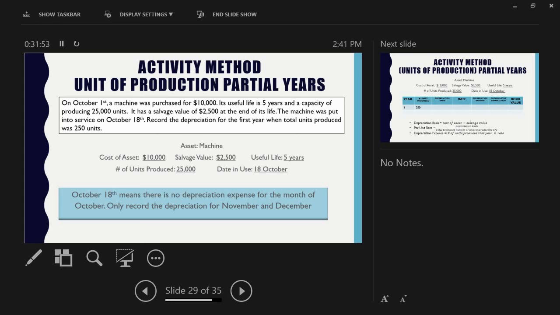If it falls between the 1st and the 15th, then you need to depreciate that month. In this case, it fell after the 15th, which is from the 16th to the 30th, so you have to depreciate the month after. So in this case, October 18th means you went beyond the 15th. Therefore, you don't need to depreciate October, you need to depreciate the month after. So November and December. Okay?